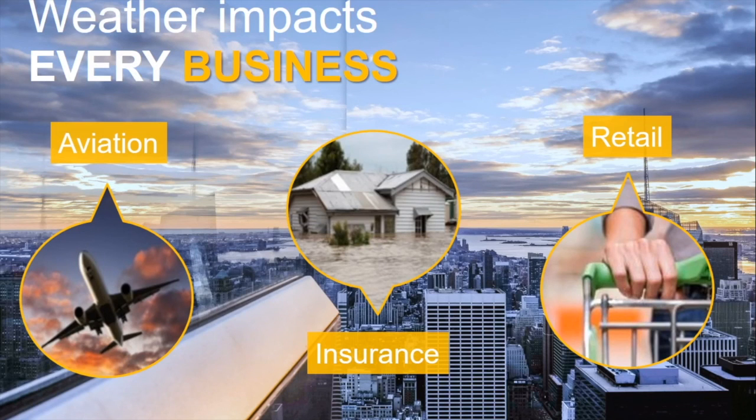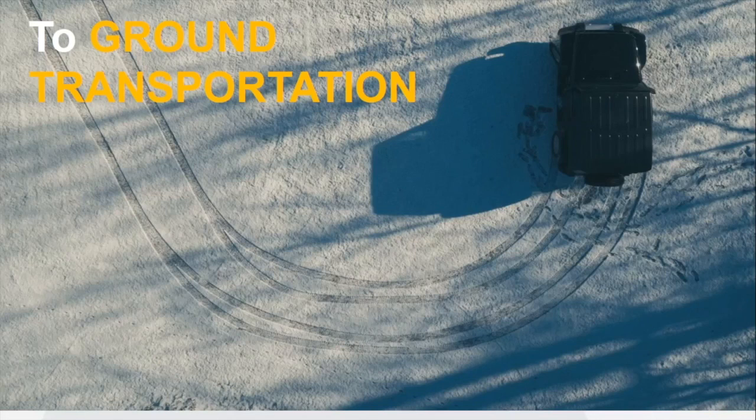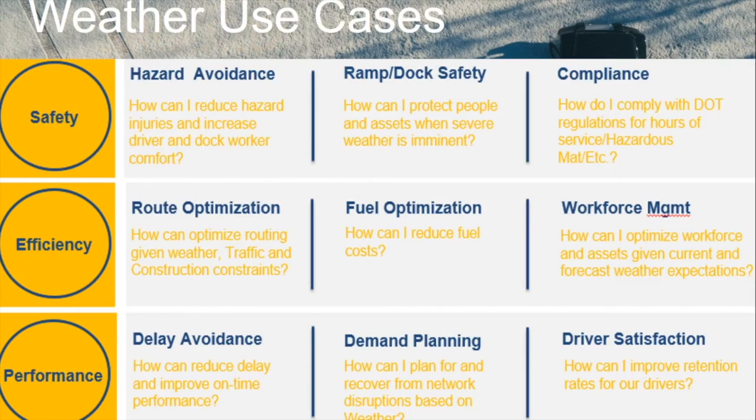Weather impacts every business, from aviation, insurance, retail, to ground transportation. Here are some use cases of how you can leverage weather to improve on safety, efficiency, and performance in transportation. Today we've talked about how to use weather data to help with demand planning, with the aim of optimizing a product mix and thereby reducing cost. Other extremely relevant examples include workforce management, delay avoidance, and route optimization. What examples can you think of?